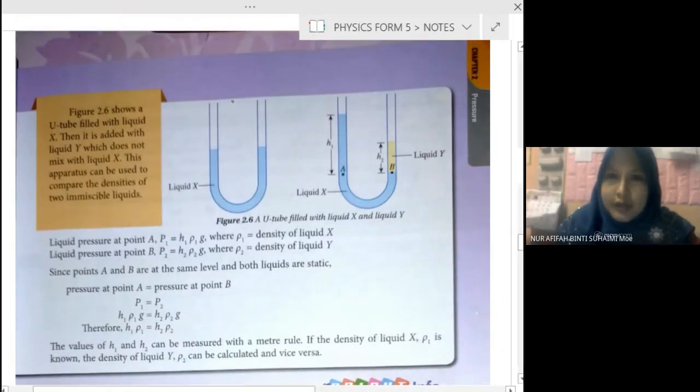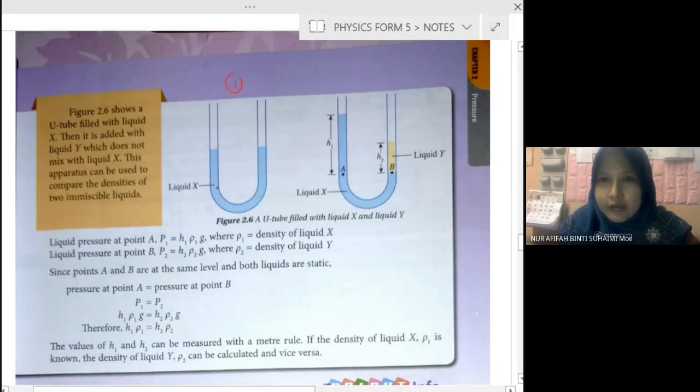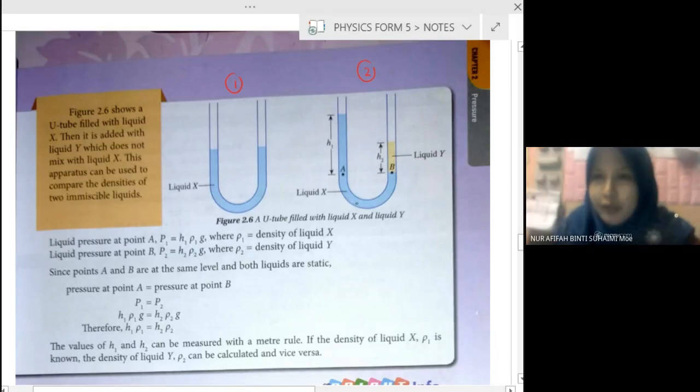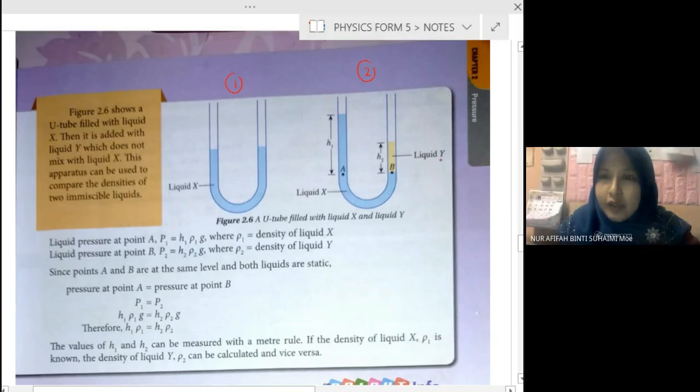Okay, we have two diagrams. First diagram only one liquid X. Let's say water only. Then in the second diagram we have two different types of liquid, X and liquid Y. Maybe water and alcohol or oil. So how to determine or calculate the density of liquid Y or density of liquid X? So this one, we use the equation P equal to rho g h for both of the liquids, for liquid X and for liquid Y.